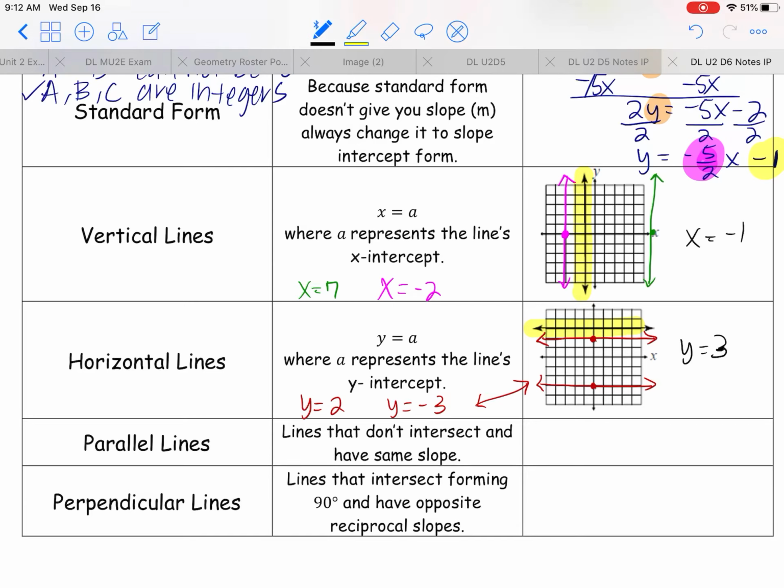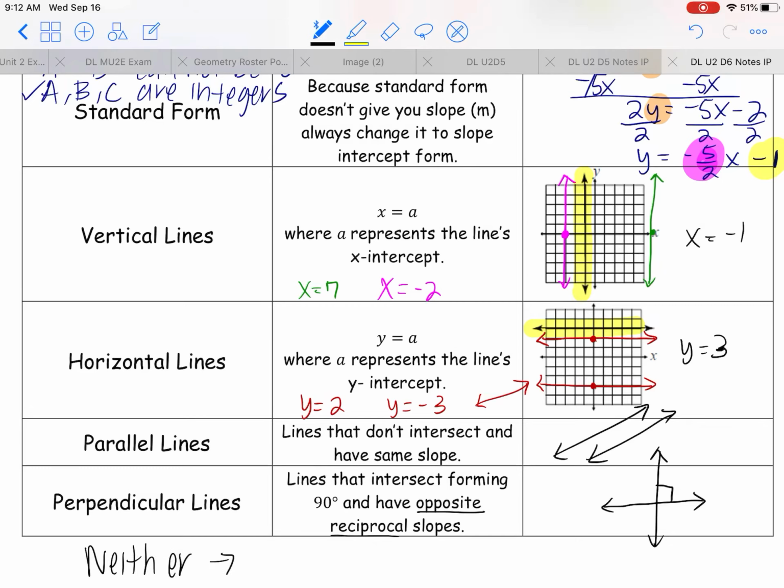I sound like a broken record, but parallel lines, make sure that you know these, that they don't intersect and they will be having the same slope because they have the same steepness. Perpendicular lines are going to be two lines intersecting at a 90-degree angle. So make sure you indicate that box for the 90-degree angle. And their slopes are opposite reciprocals. Super important.